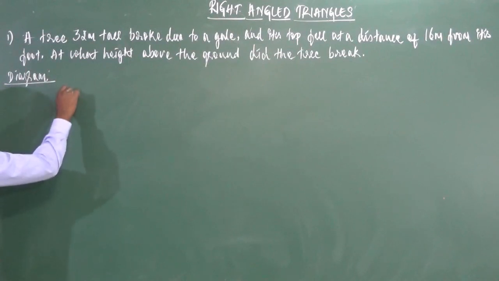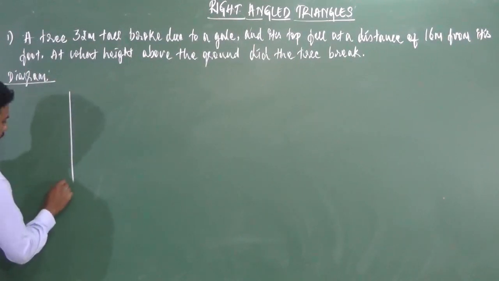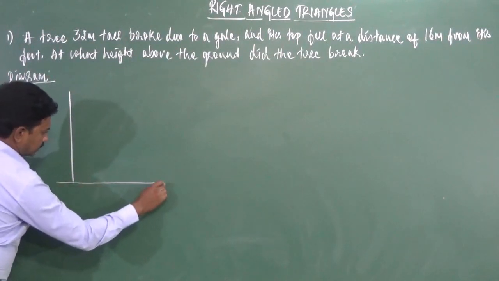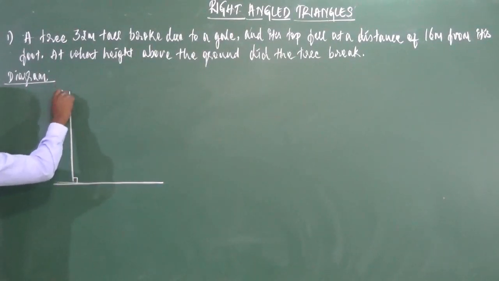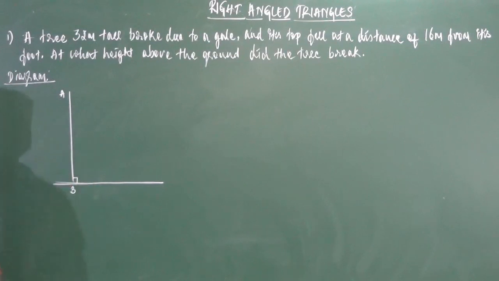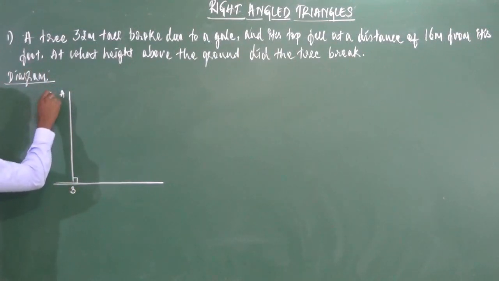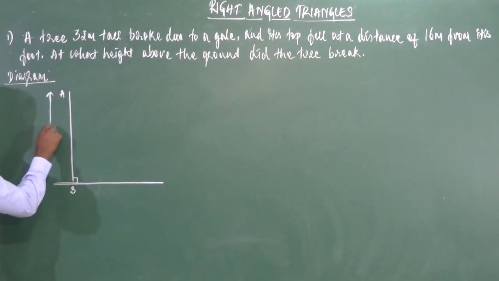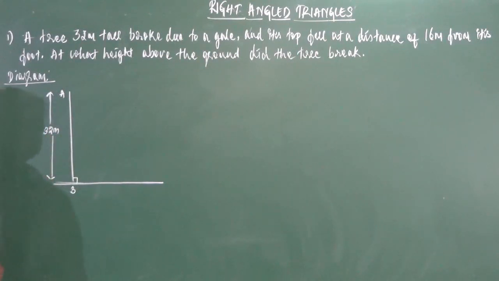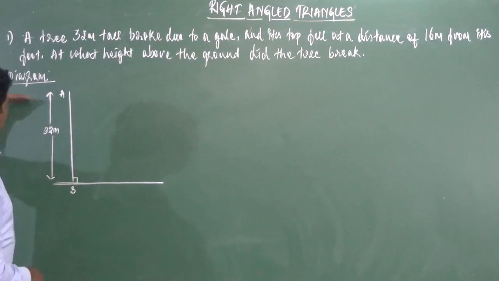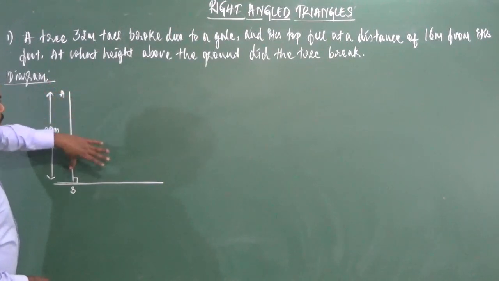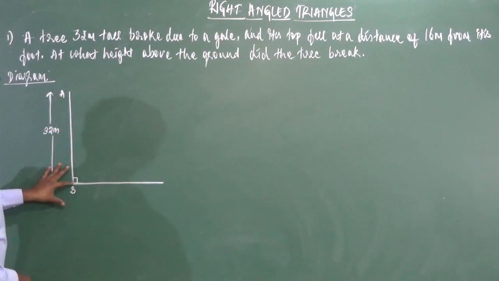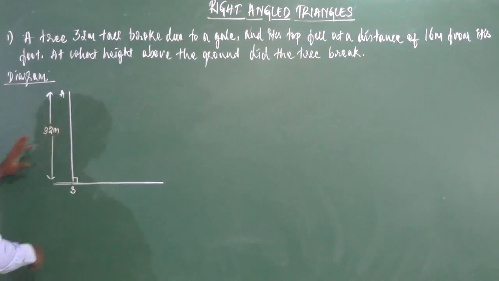Let us consider this as the tree. The tree is perpendicular to the ground. Let us take this tree as AB, right. A tree 32 meters tall. So what is the height of the tree here? It is 32 meters. So the entire height of the tree is 32 meters. The wind blows in this direction. So the tree is going to break at a certain point above the ground.